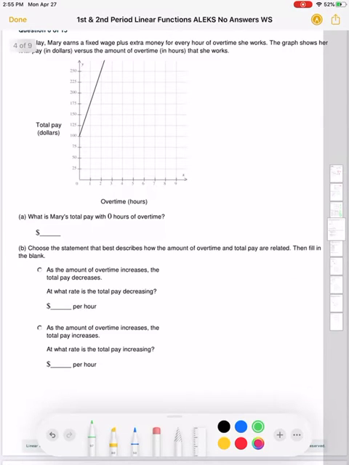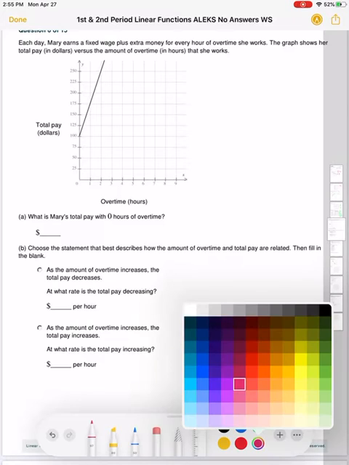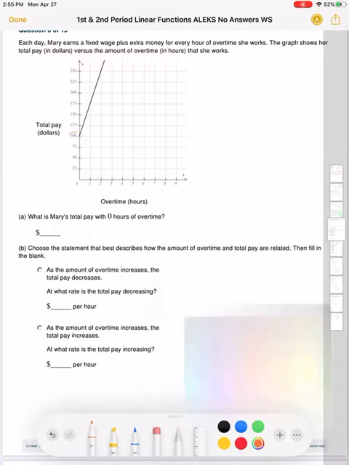Okay, word problems. Y'all do not like word problems, so let's spend some extra time on that one. Okay, so it says each day Mary earns a fixed wage plus extra money every hour of overtime she works. The graph shows her total pay in dollars versus the amount of overtime in hours that she works. So what is Mary's total pay with 0 hours of overtime? So you're just going to come right here. What did she get paid without overtime? Just put that amount on the line right there.